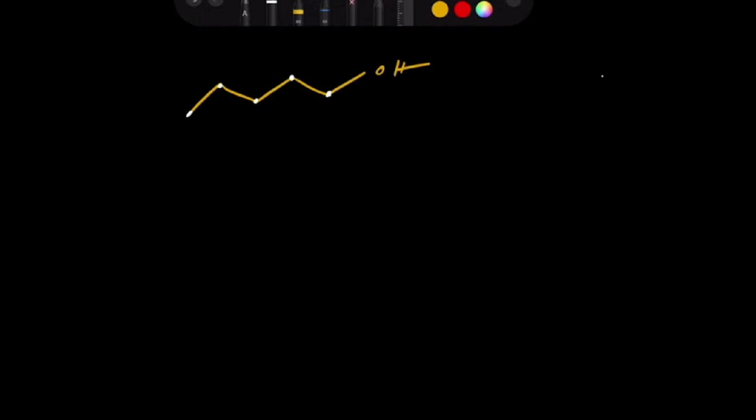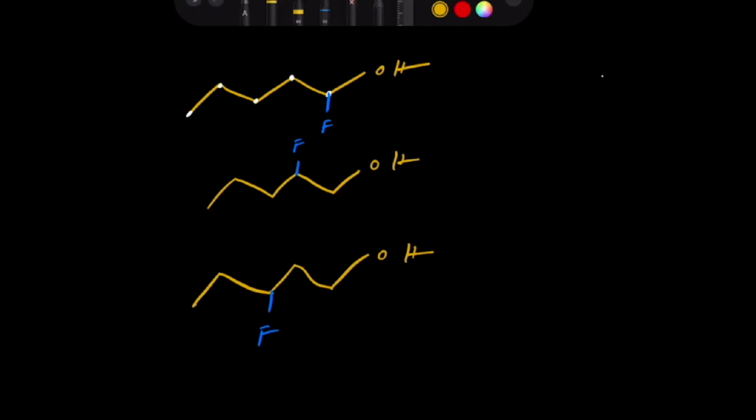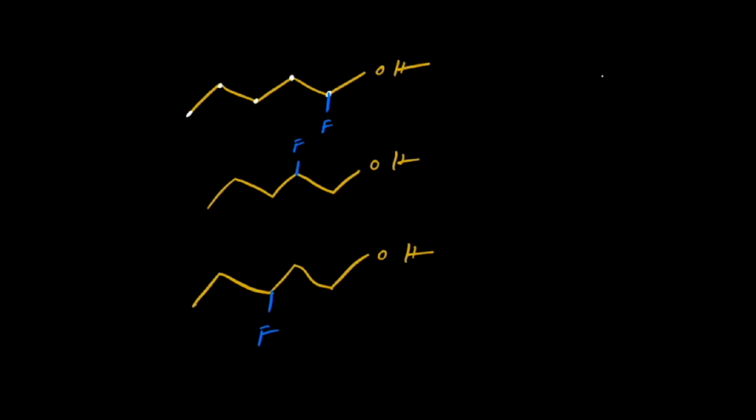Let me draw one more. Now here I have fluorine attached to this, and I have fluorine attached here. Now the question is which is more acidic, or which has more acid strength. Whenever asked about acid strength, the first thing we need to check is the stability of the conjugate base. What is the conjugate base here? It is O minus.